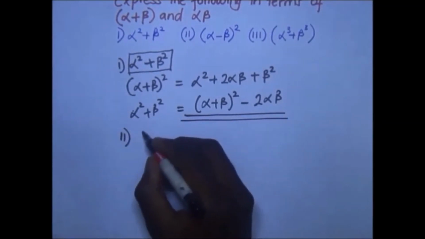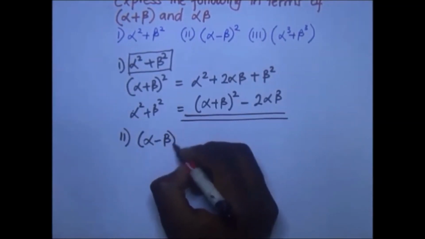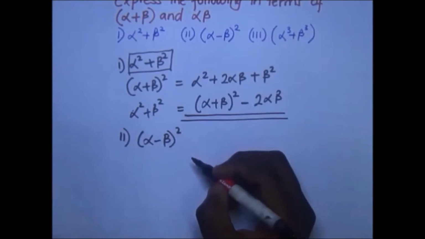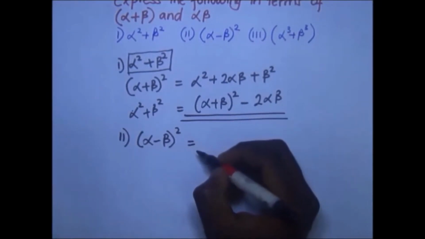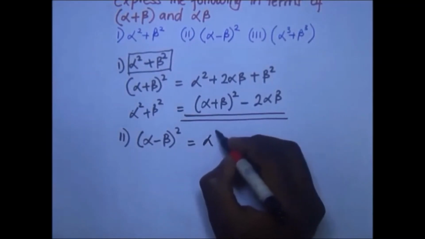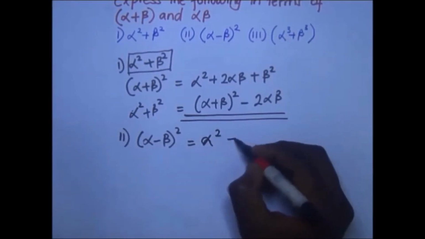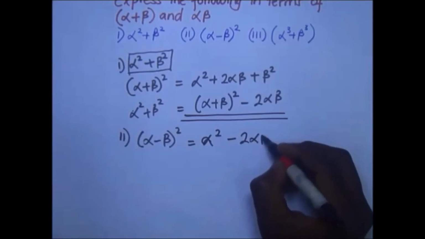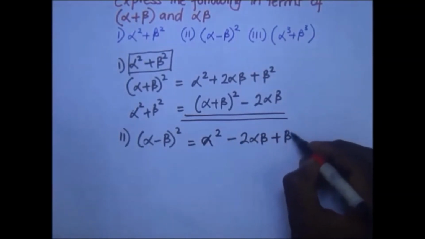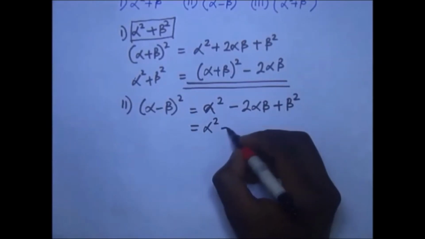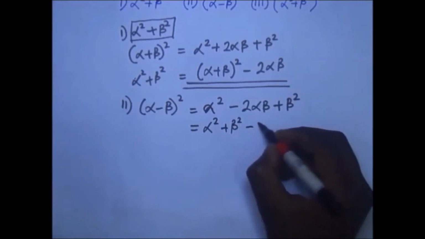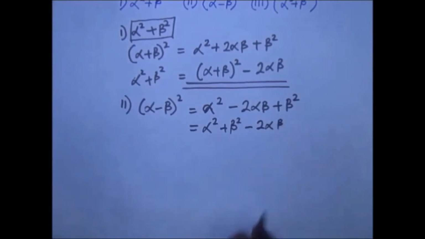Roman 2 is alpha minus beta squared. So alpha minus beta squared, that is going to be alpha squared minus 2 alpha beta plus beta squared. This is going to become alpha squared plus beta squared minus 2 alpha beta.